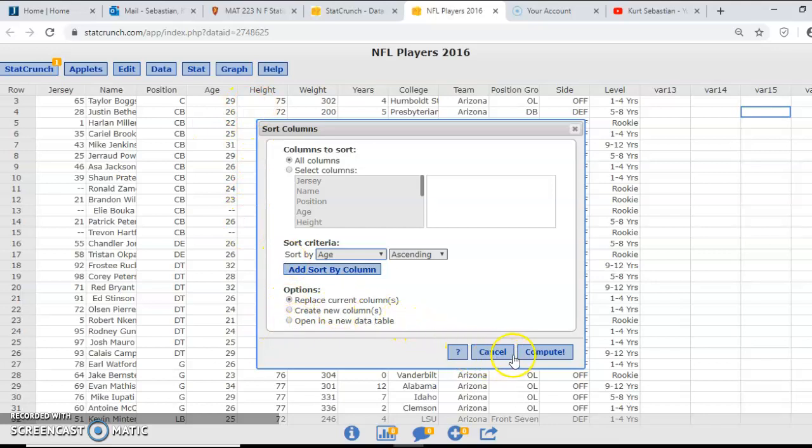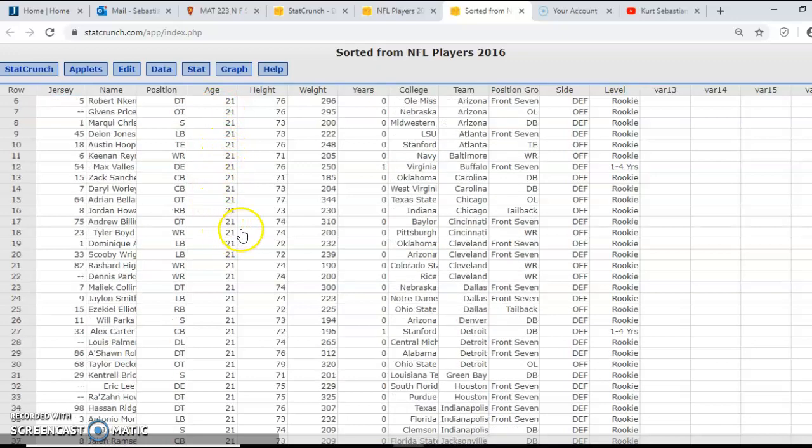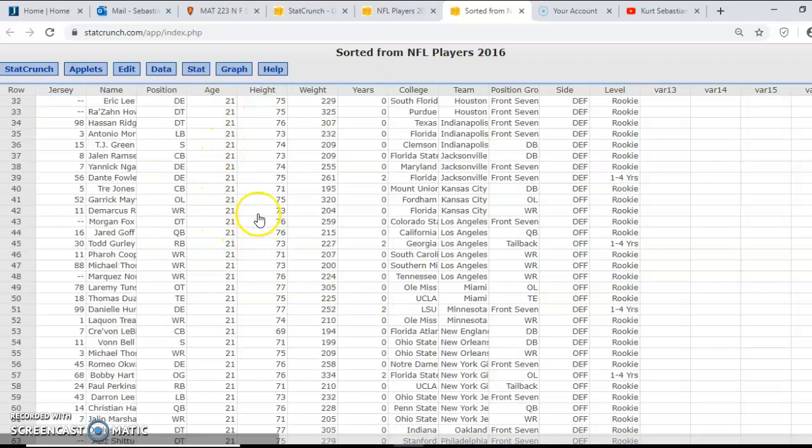Let's open up in a new data table so I can save this and not worry about messing this one up. So I'll hit compute. And it's sorted by age. So I got the lowest ages. Notice there's nobody less than 17 years old.